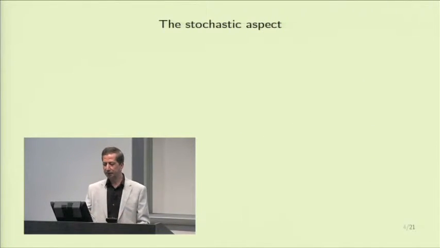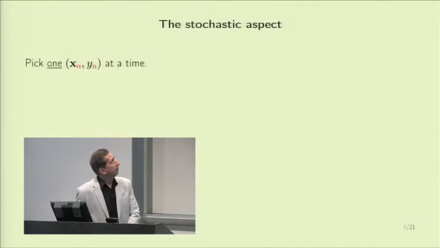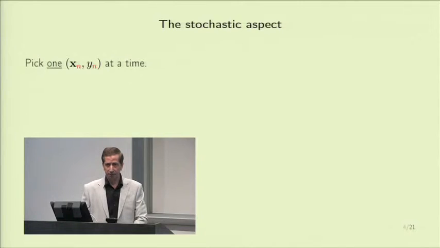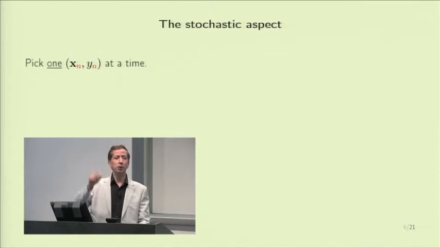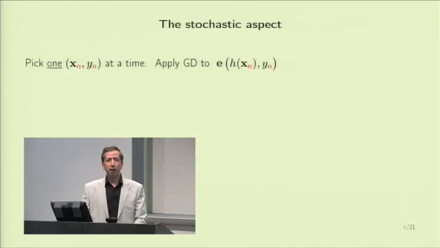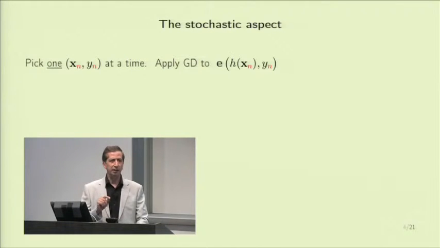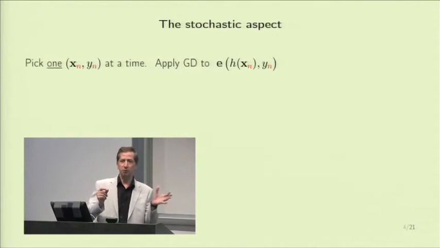Okay. So the stochastic aspect is as follows. You pick one example at a time. Think of it as you pick it at random. You have capital N examples, each of them equiprobable to be picked. So you pick one of them at random. Now, you apply gradient descent not to the in-sample error for all the examples, but to the in-sample error on that point. That looks like a very meager thing to do because the other examples are not involved at all.